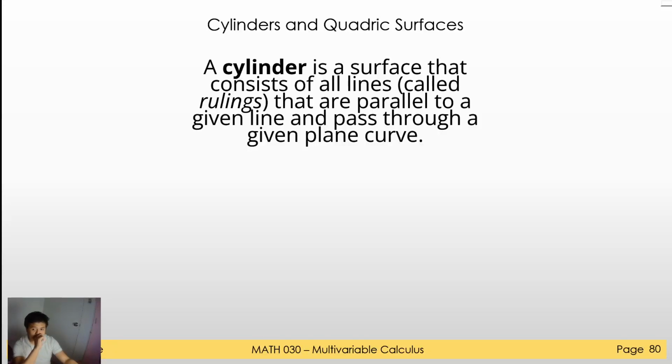For this video, in this lecture, I will discuss cylinders and quadric surfaces. Let's start with a cylinder. A cylinder is a surface that consists of all lines, called rulings, that are parallel to a given line and pass through a given plane curve.